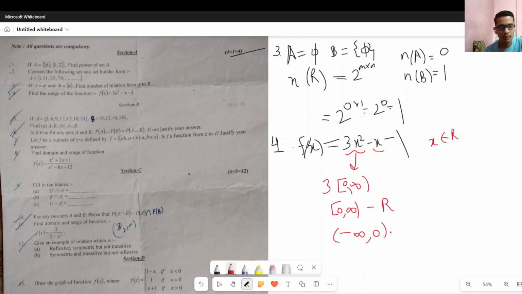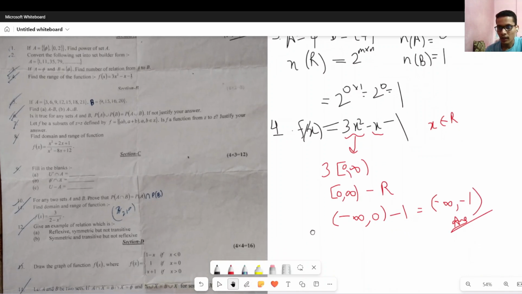Now I have to subtract 1 from this. Now if I subtract 1 from negative infinity, no change will be there. But when I subtract 1 from 0, then I'll have minus 1. So this is the range for question number 4 and this is the answer. I hope everyone understood what kind of question it was and what it wanted us to find.